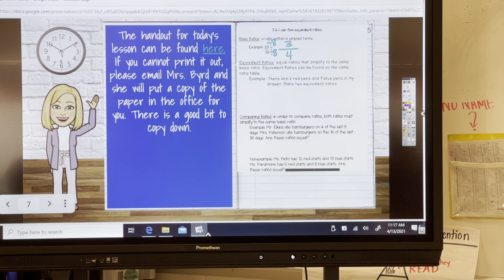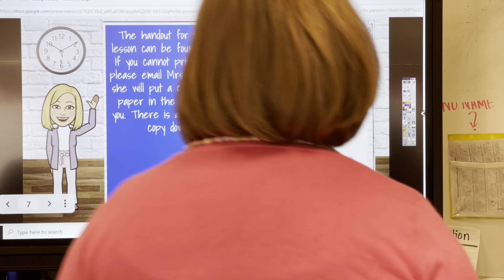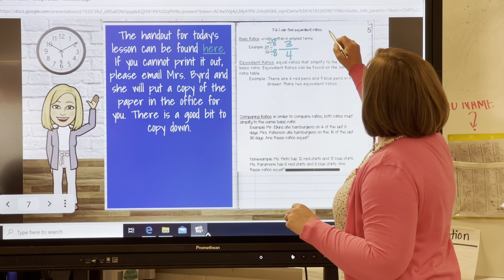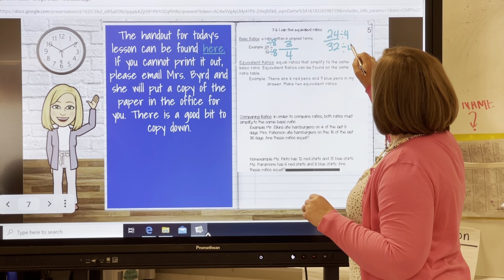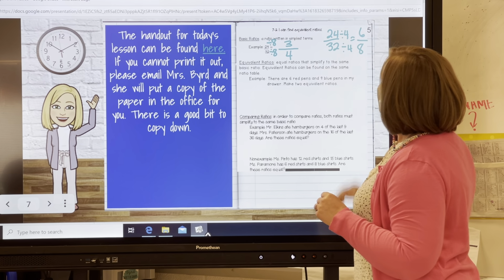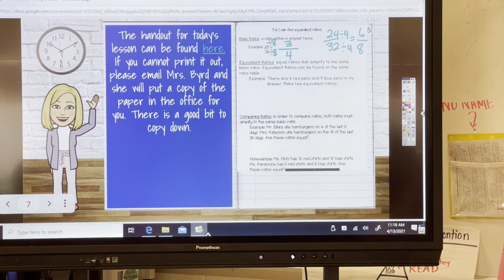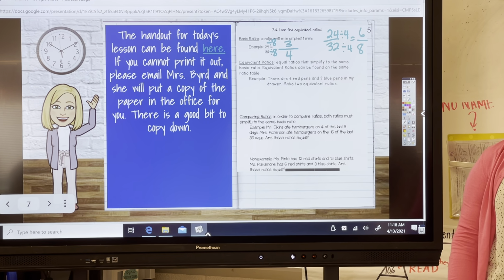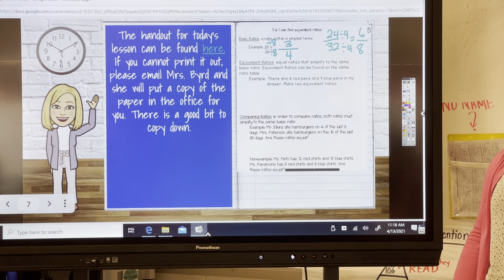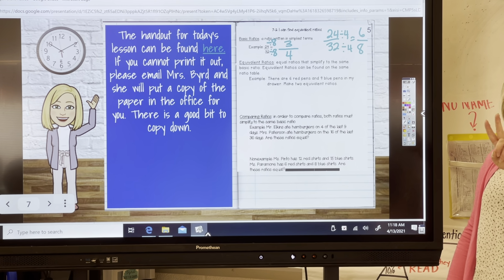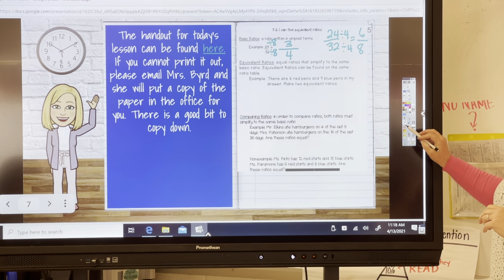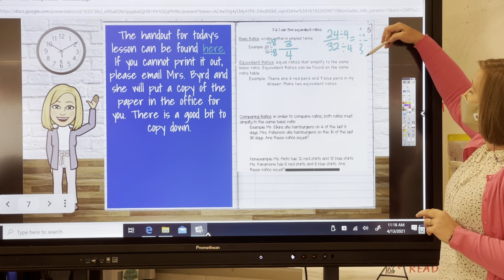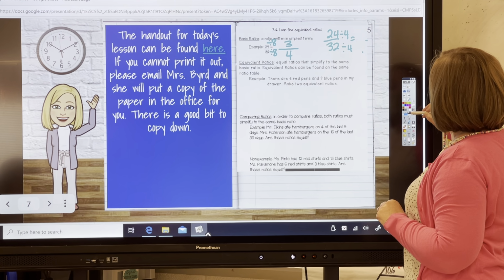Yes, sir? Can't you do it divided by 4? You could have divided by 4, but if we had divided by 4, 24 to 32 divided by 4, what's 24 divided by 4? 6 to 8. Can I divide 6 and 8 by something? Yeah. Yep, what can I divide those by? 2. So it would have been a 2-step process instead of a 1-step. Okay? Alright. So the next thing that we're going to talk about is what equivalent ratios are.